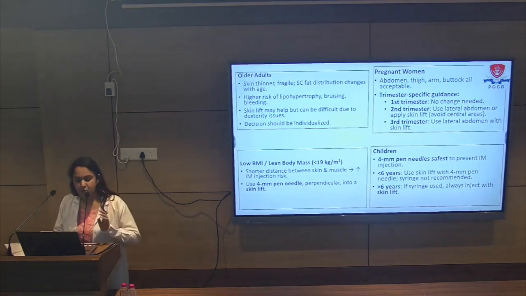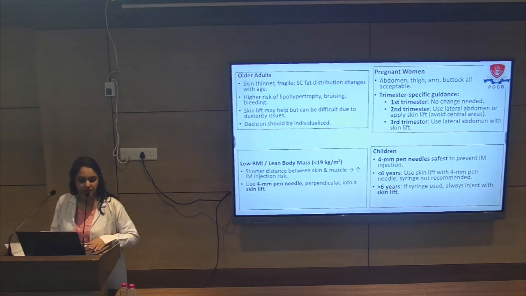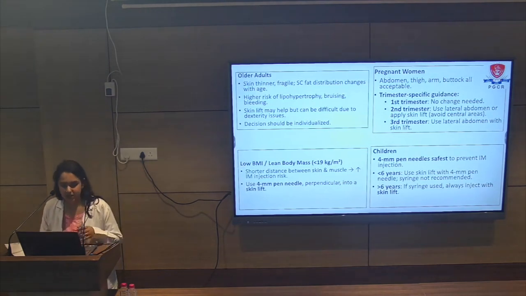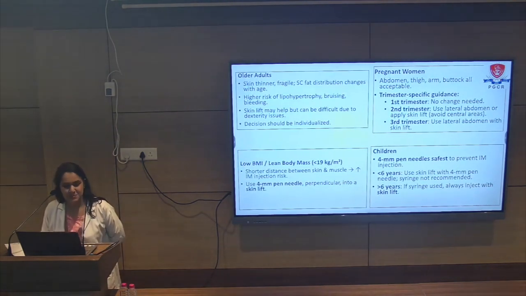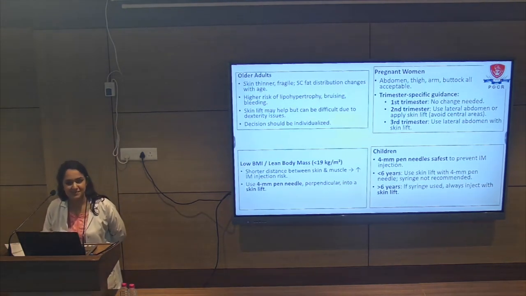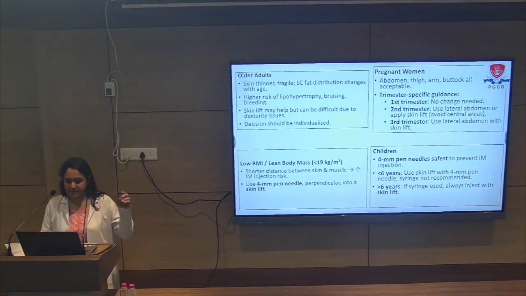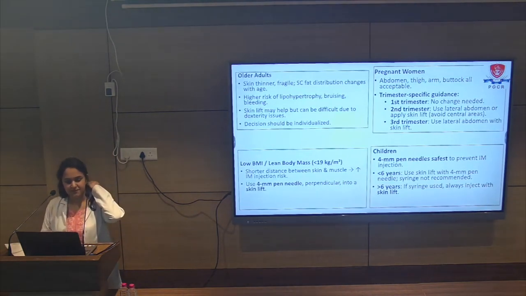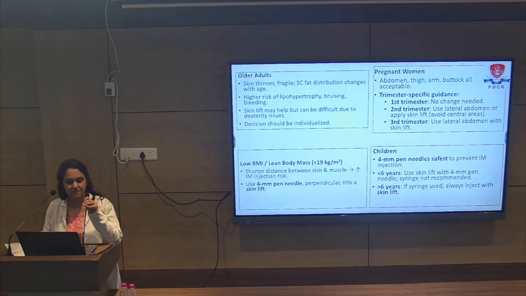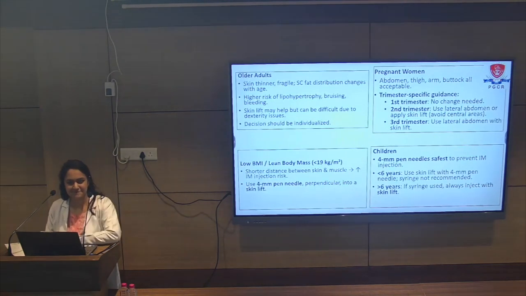In a lean, low BMI patient, why avoid central areas? We try to keep it lateral because the central part is not conducive for absorption of insulin, because of the presence of the rectus sheath and other things. So the preferable part is the abdomen, lateral side. Then the second preferable area is the thighs.